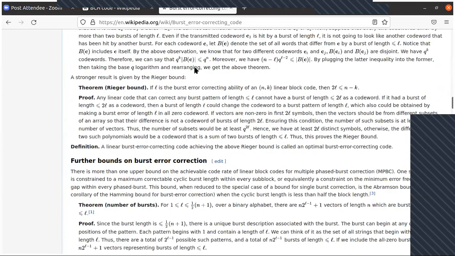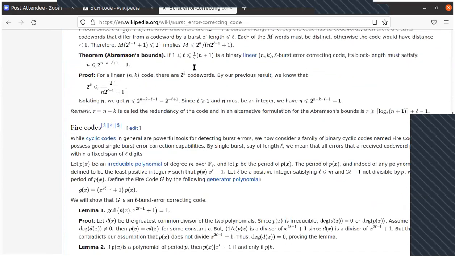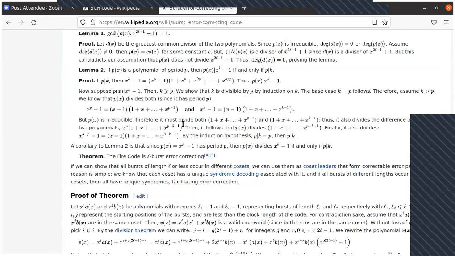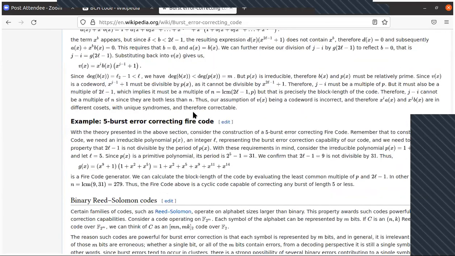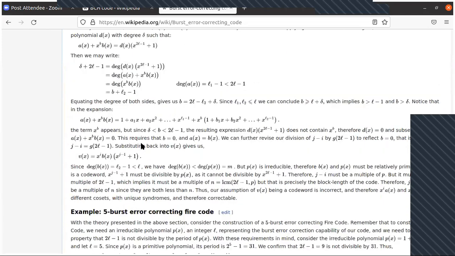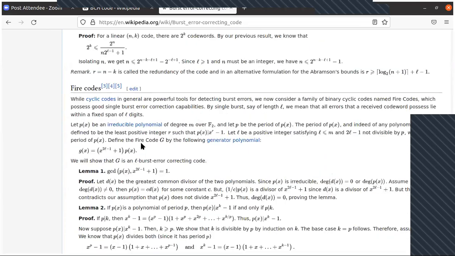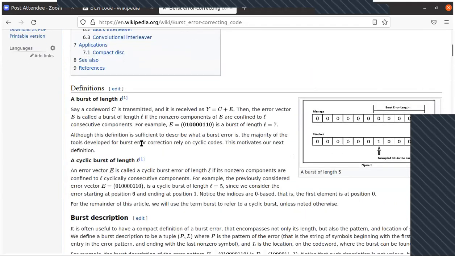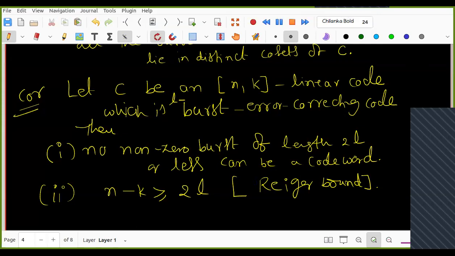Actually, here more information is given. Some examples are also given here, but there are more concepts, like fire code, and very many areas of this will be there, but we need just elementary burst error correcting codes. So the final conclusion is that cyclic codes are better for tackling burst error correcting codes.